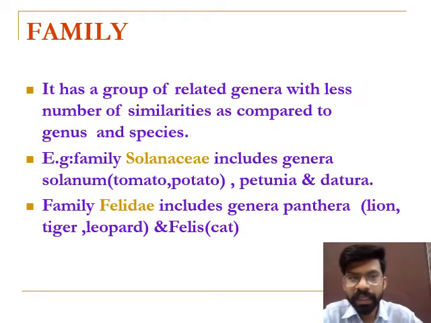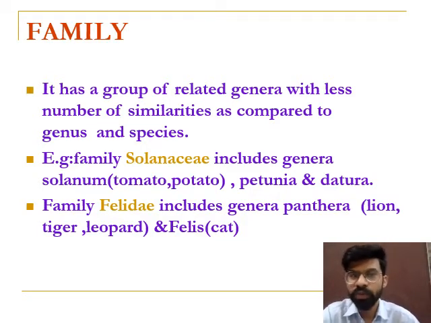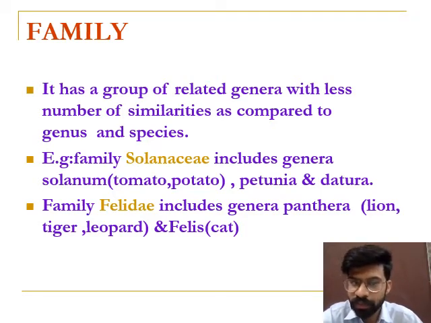Family. A family has a group of related genera, means different genera combine to form a single family. Again I am repeating: a family has a group of related genera with fewer similarities as compared to genus and species. Means in a family the number of similar characters is reduced. Example: the family name is Solanaceae.